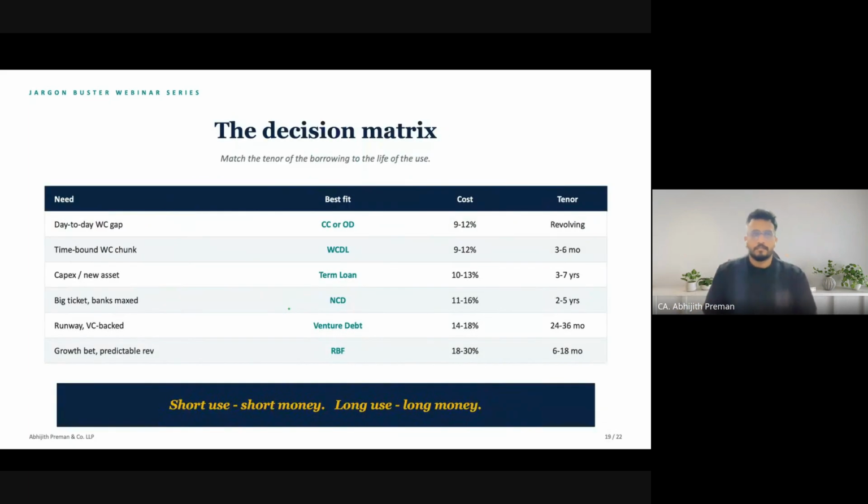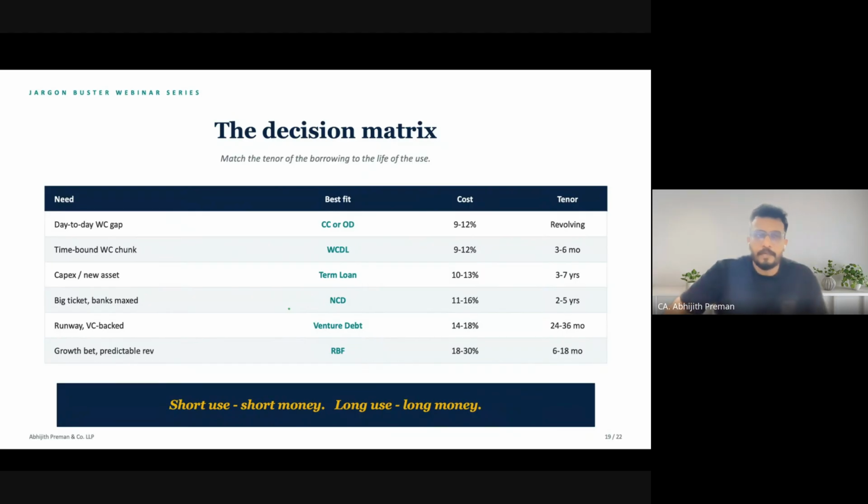Now the decision matrix. What sort of fund to go for in what sort of situation? For a day-to-day working capital gap, you should be going for cash credit or OD. Cost is 9 to 12%, tenor is revolving. If it's a time-bound working capital chunk, you should go for a working capital demand loan, which means you have an ad hoc requirement or a seasonal requirement. 9 to 12% is the cost, 3 to 6 months is the tenor.